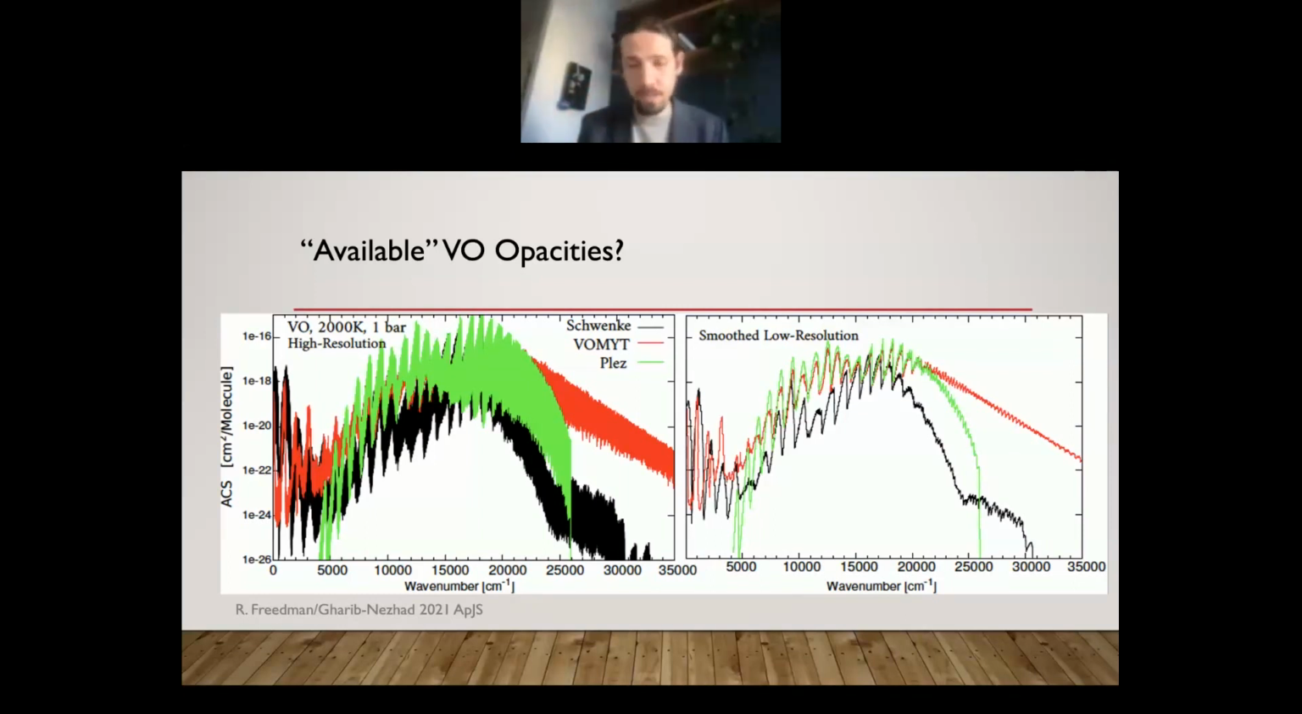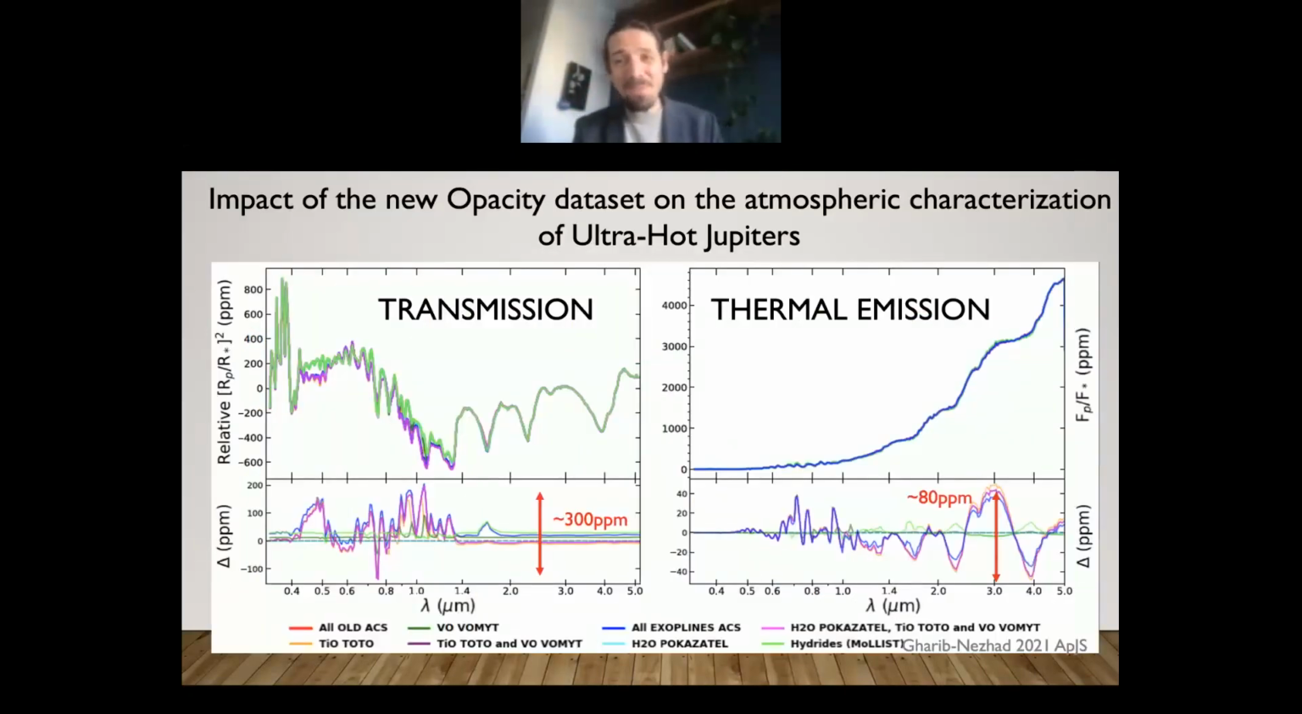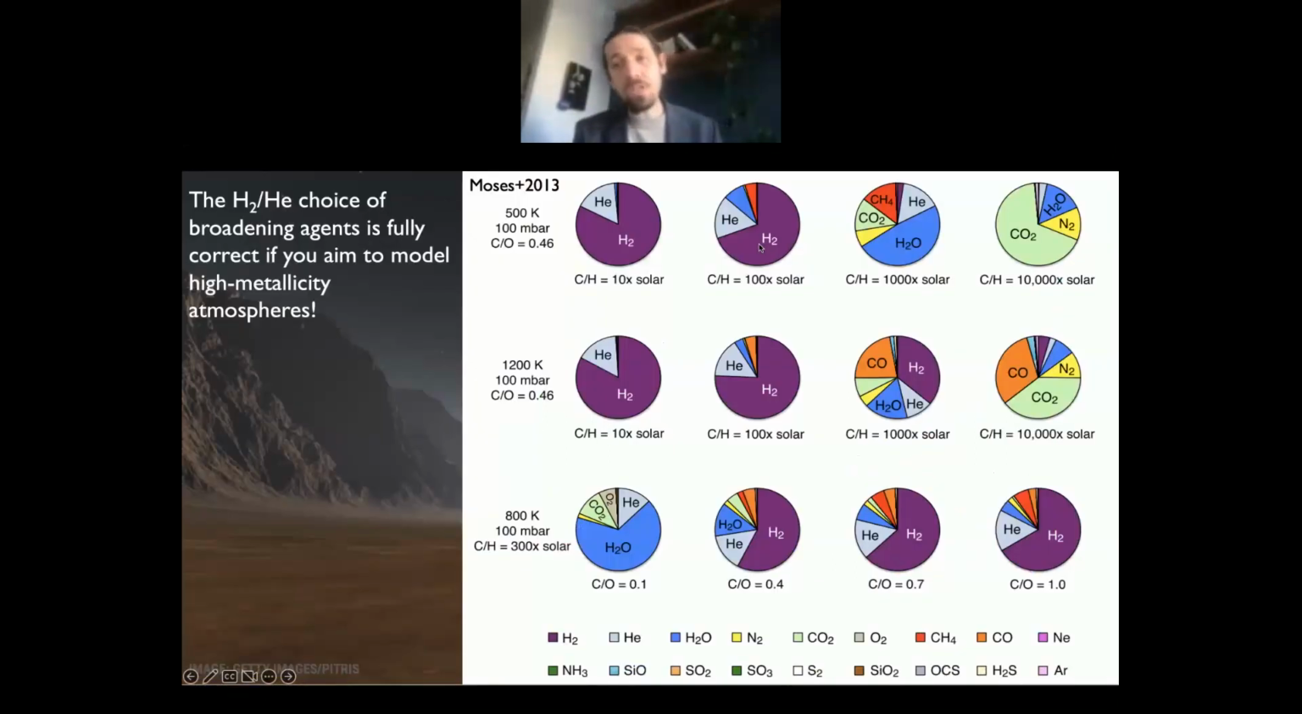It is also important to do comparisons. For example, we did one comparison between different line lists for water, for TiO, for ultra hot Jupiters, and we found up to 300 ppm difference in transmission, and up to, I guess, 100 or 80 in thermal emission. And this is very important because with James Webb, the noise floor is up to 10, 15. So this is one issue with the line list.